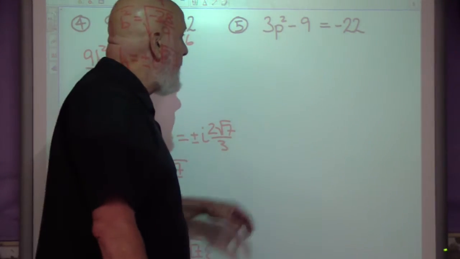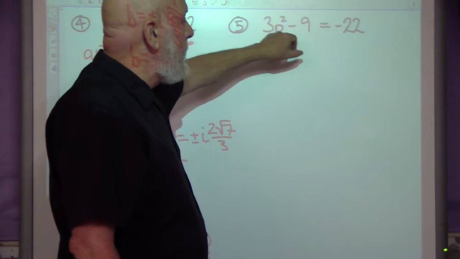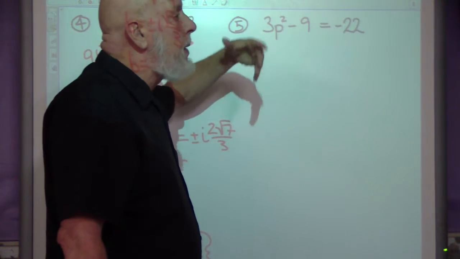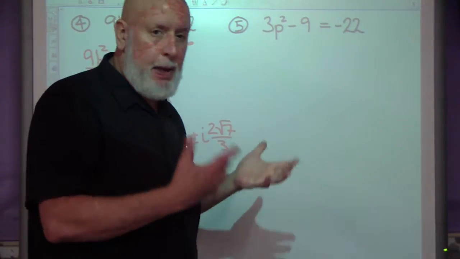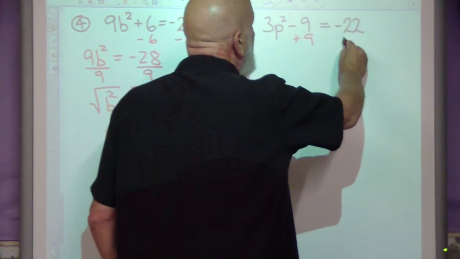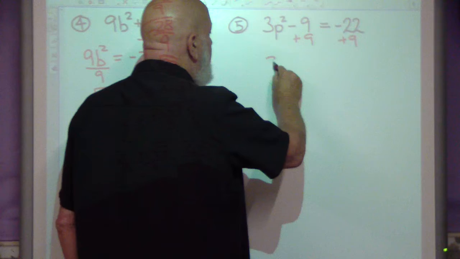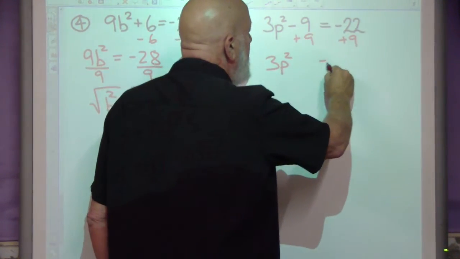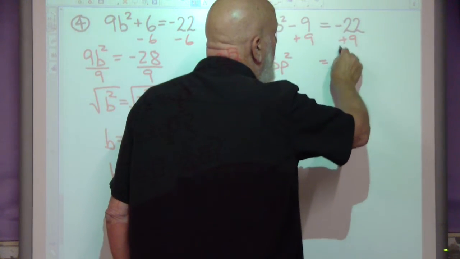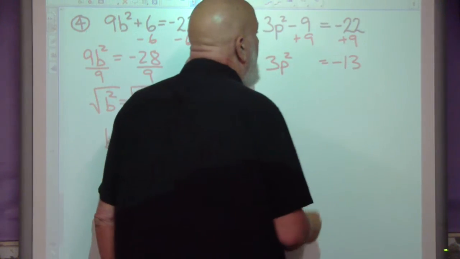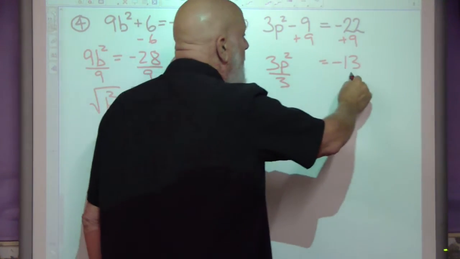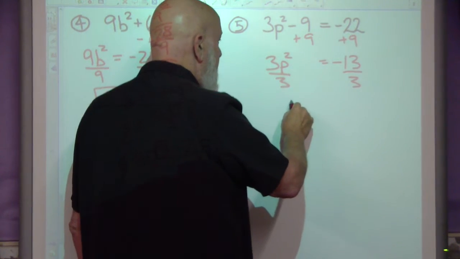All right, here's the last one. I'm going to come up with my game plan. I'm going to add 9 to both sides. I'm going to divide both sides by 3. Then I'm going to take the square root of both sides. Remember my positive or negative imaginary roots. Here we go. Adding 9 to both sides, 3p squared is equal to 22 minus 9 is what? 13. And that will be negative. And then I divide both sides by 3. Take the square root of both sides.